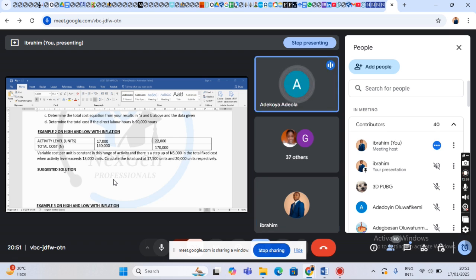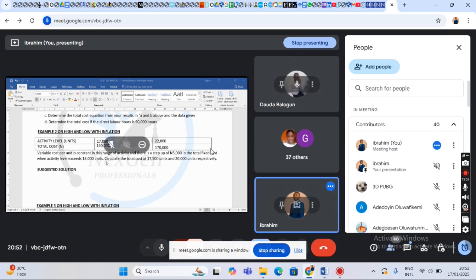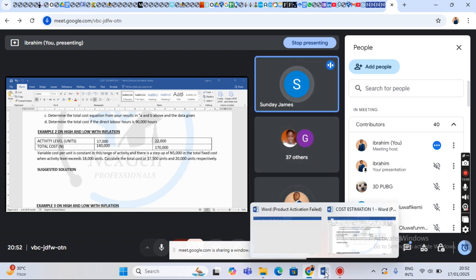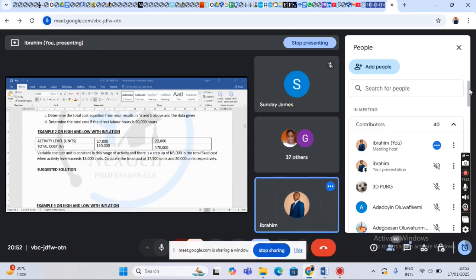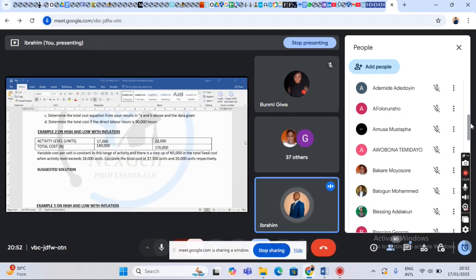Is it like y equals a plus bx? Okay, thank you. So y is the total cost, equals a, the fixed cost, plus b, the variable cost, times x, the activity. Thank you. Bumi, are you still in this class with us? Yes, sir. Okay.